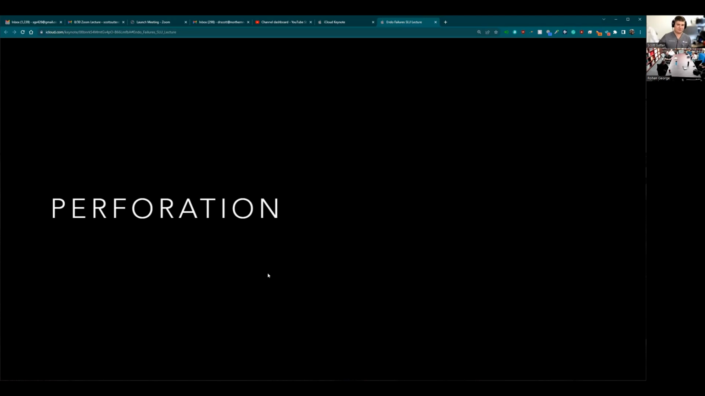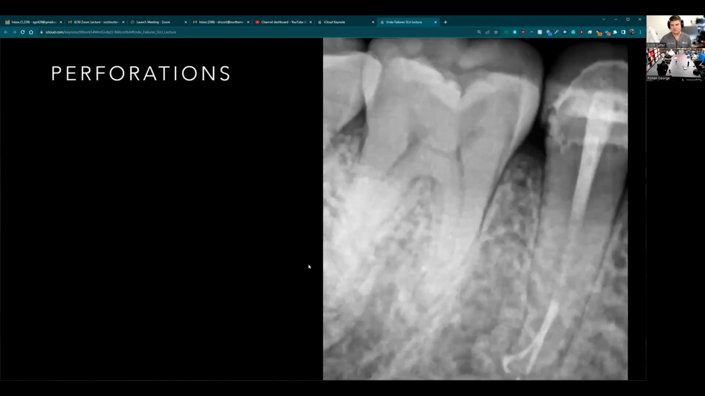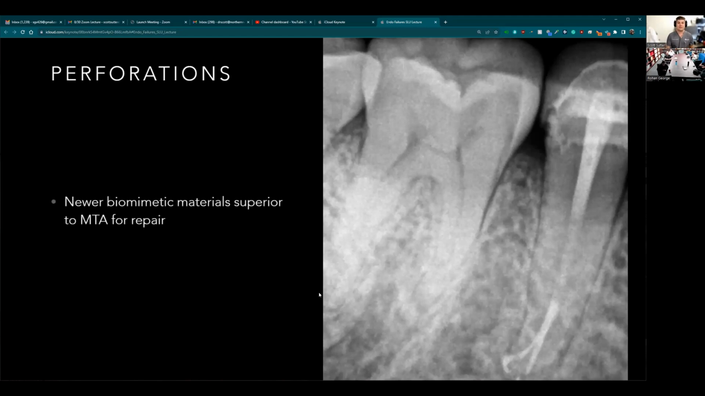Perforations. How many perf to tooth? Come on. There we go. That's right. We all do it. And what's the thing with perforations? Repair them immediately. Your newer materials are going to be superior to MTA for repair, but MTA still is the gold standard, works fantastic.